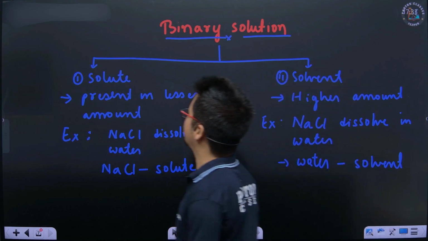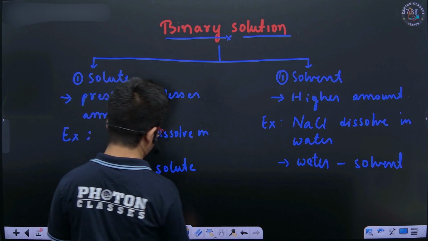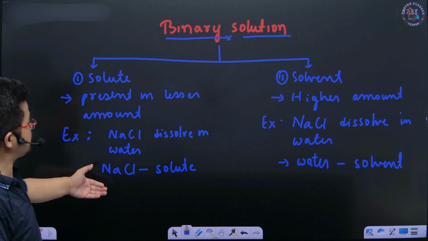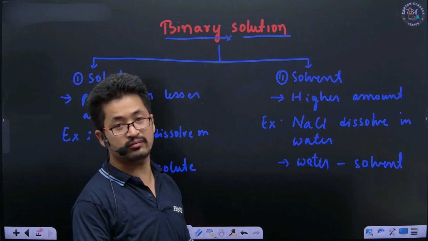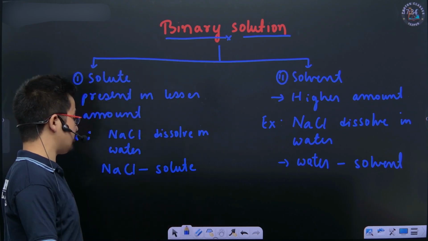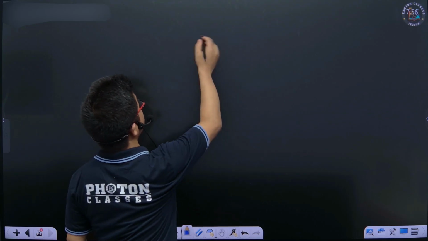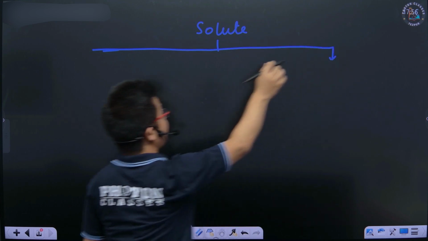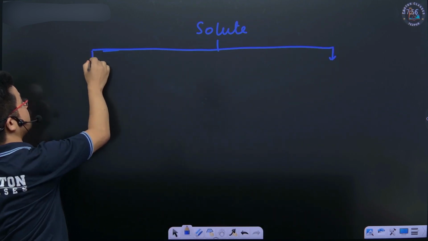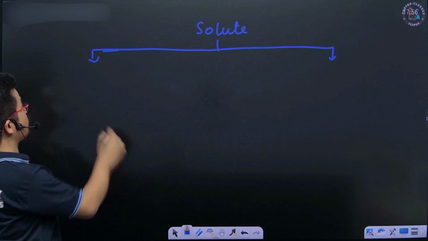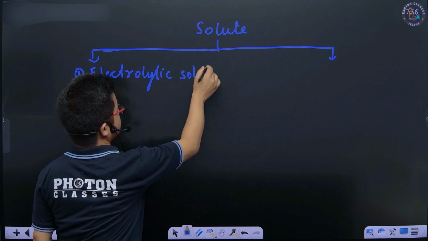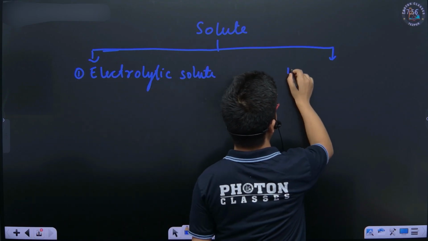Okay, fine. So now let us discuss the classification of solution on the basis of nature of the solute. Is that clear? So you know what is solute, right? The component of the binary solution which is present in lesser amount. Now, this solute can be classified into 2 types. One is electrolytic solute, and the other one is non-electrolytic solute.